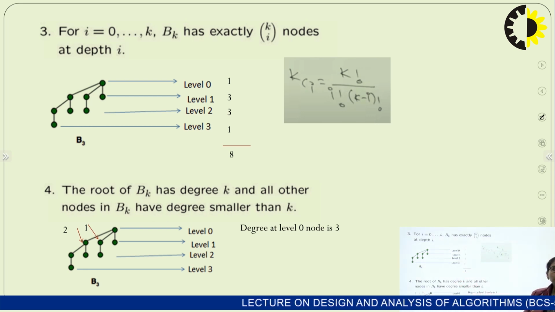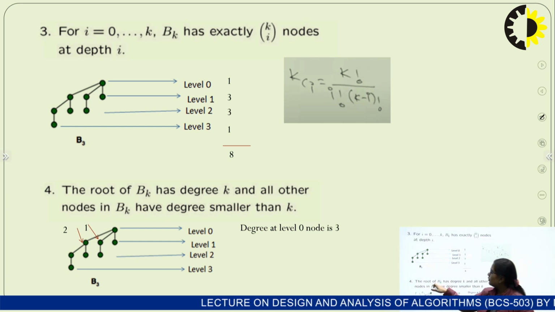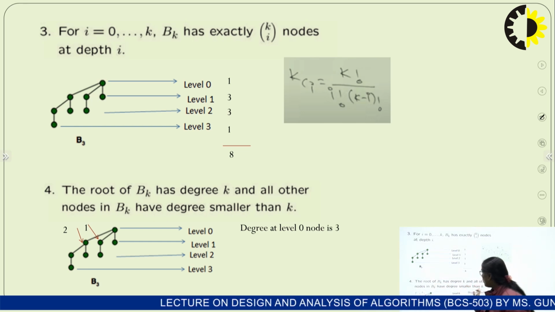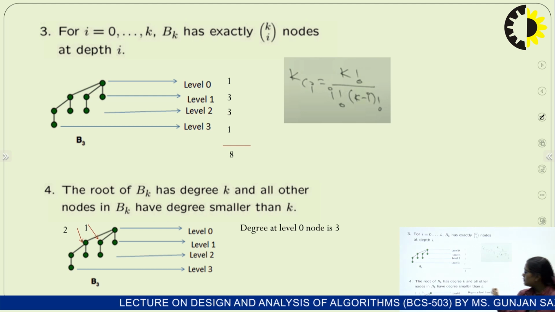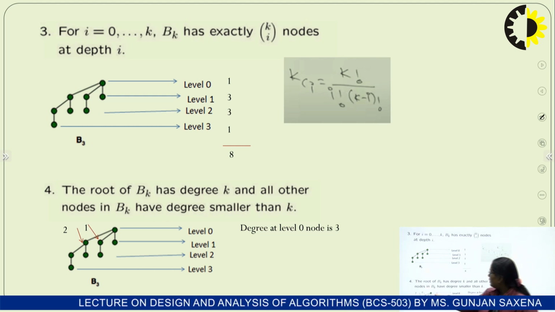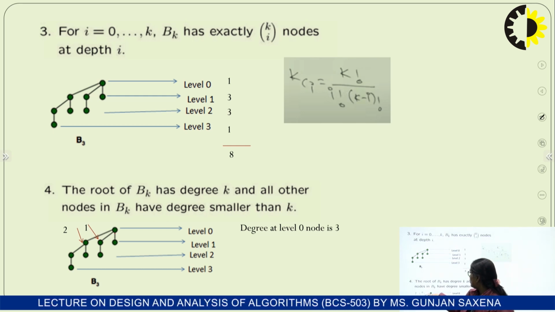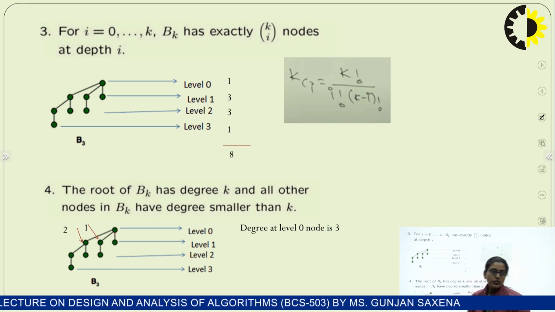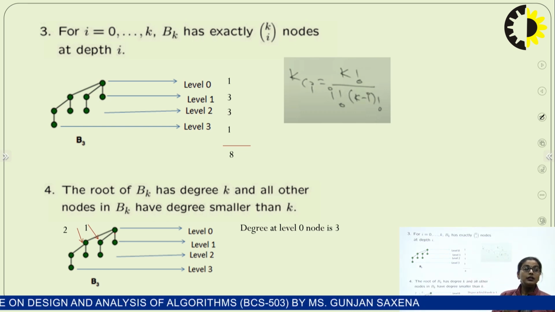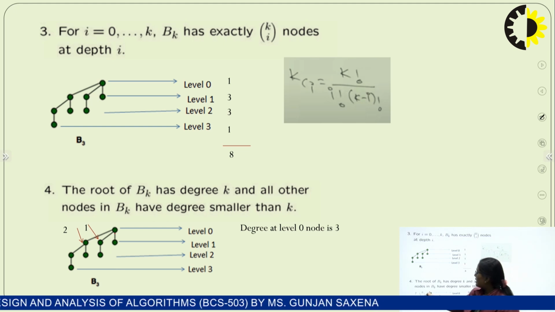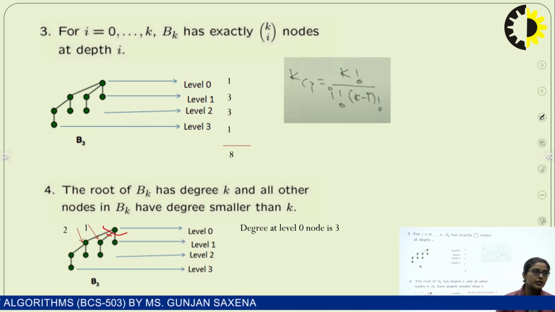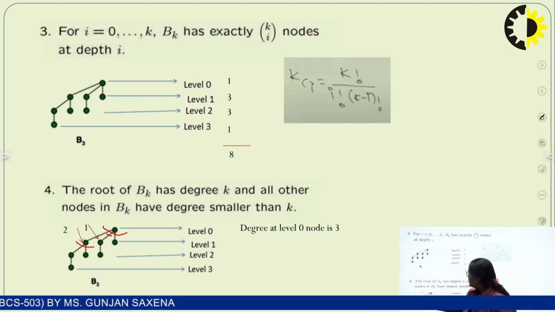And in the fourth property, what we are saying is that the root of Bk has degree k, and all the other nodes in Bk have degree smaller than k. Suppose we have a node at level 0, and the children of this particular node have a degree which is always lesser than the parent node. As we see, the degree of this particular node is 3, and every other node has a degree less than this node.